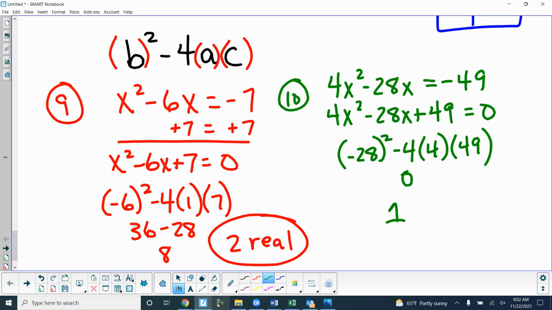What's the other possibility? 2 imaginary. That's when you get what type of number? A negative number. Very good. So, will tomorrow's look any different than this? No, it will not. So make sure you're ready. And then Wednesday we'll have some bonus again.